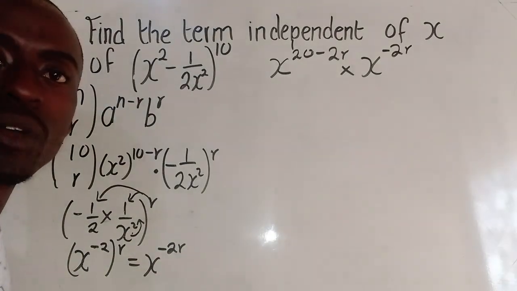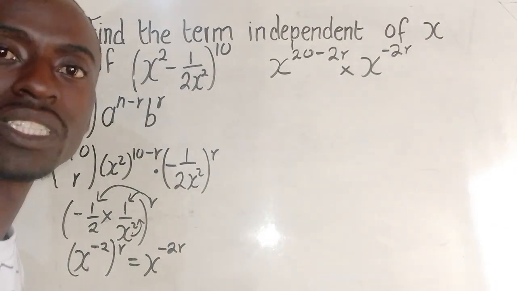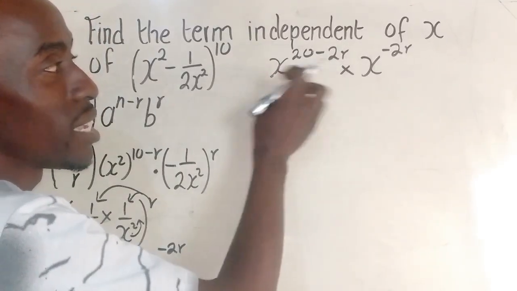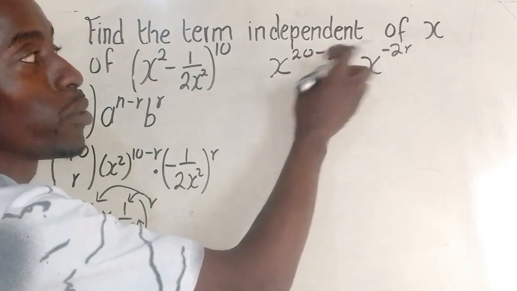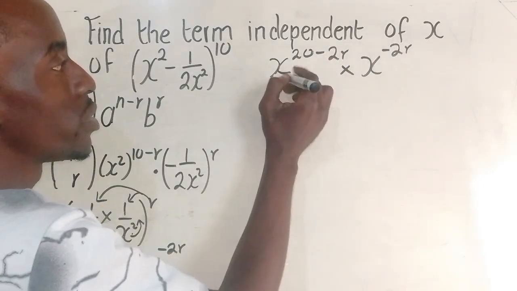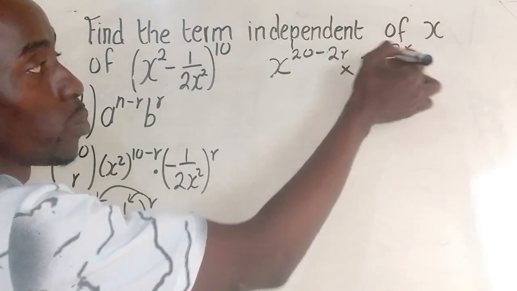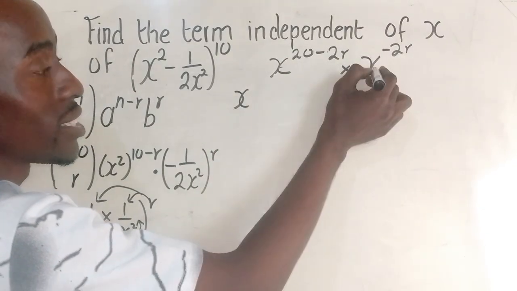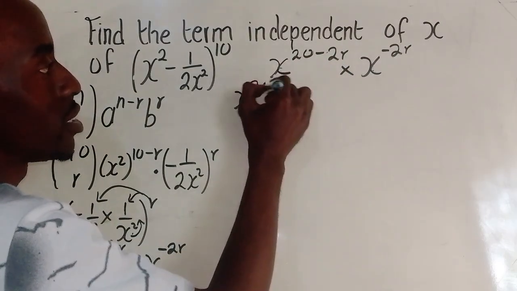You have seen? Now if you remember the laws for indices, which says the product, meaning when you are multiplying terms with the same base, you're supposed to add these on top. So we're supposed to add these on top, which are the powers, and then we maintain. So meaning it will be x, this x, and then you add. So 20.